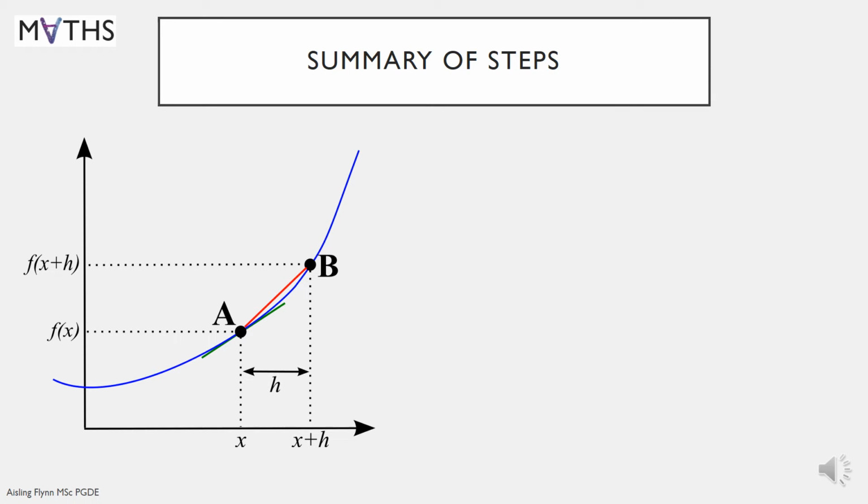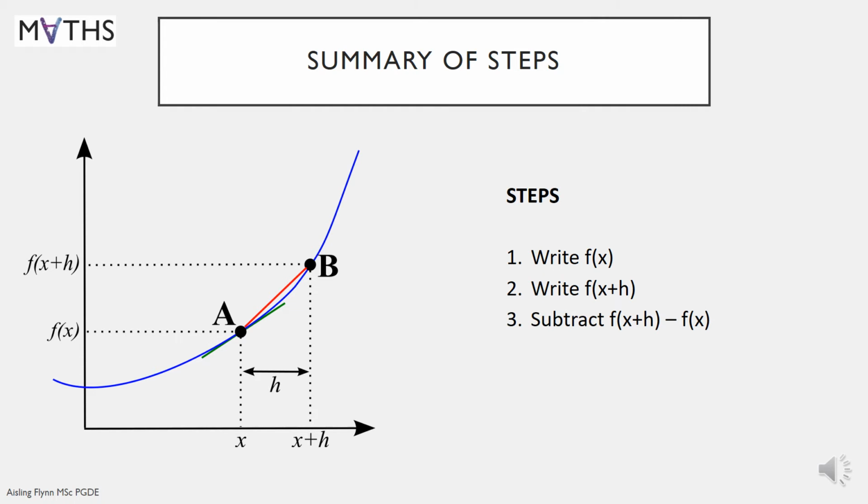So the steps are to firstly write down your f of x, then write down your f of x plus h, using x plus h as your input into the function where x was in step 1. And then you subtract. So remember that this gives you your delta y, your rise.